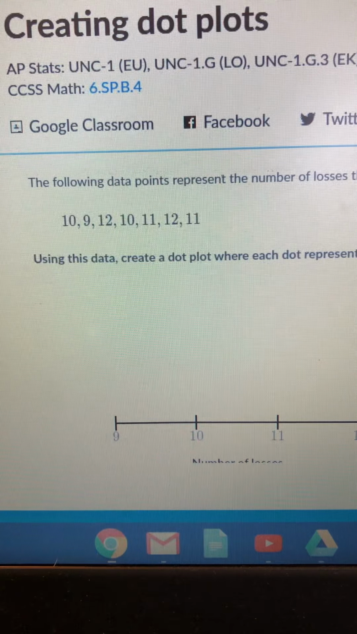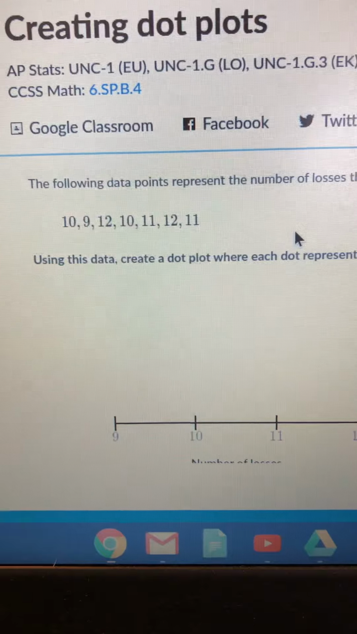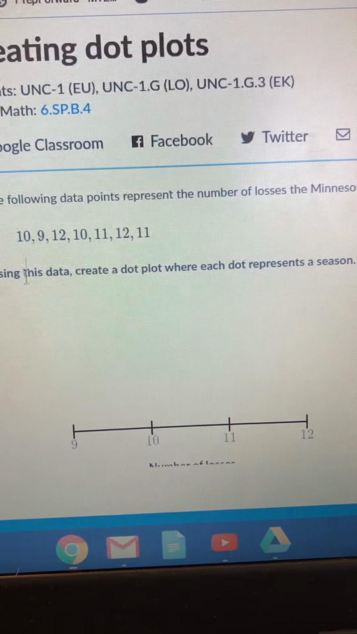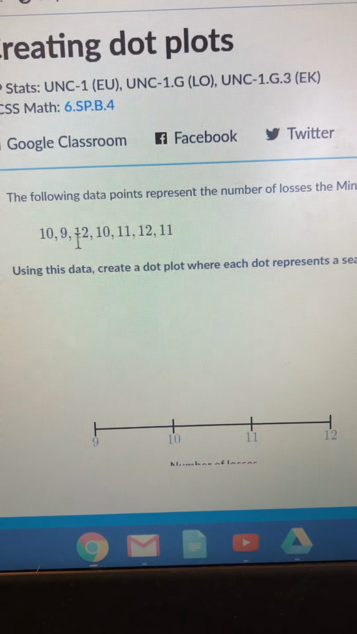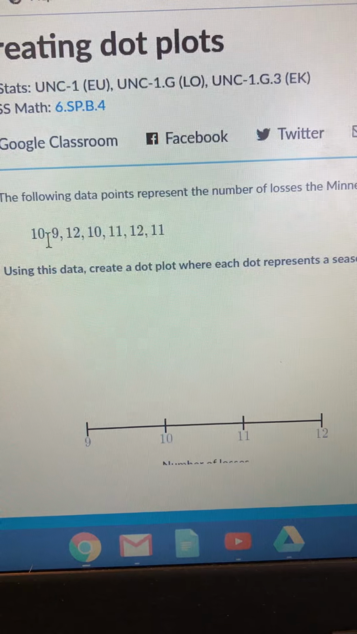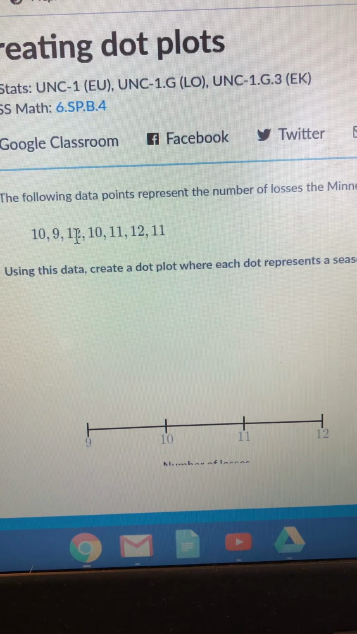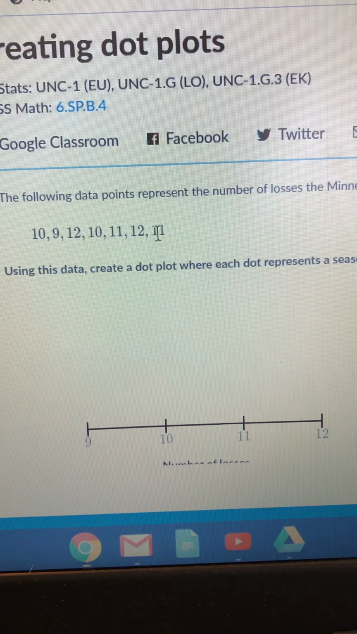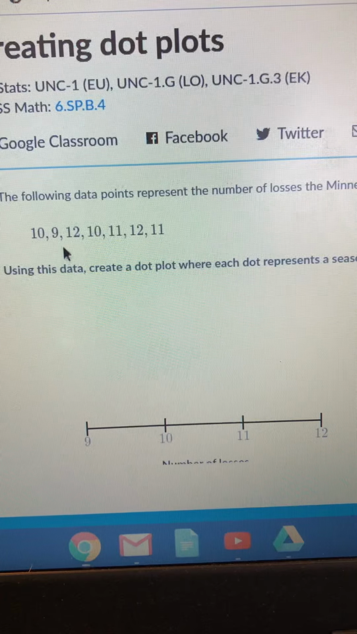Hi there, we're going to be creating dot plots on our Khan Academy assignment. So here it says the following data points represent the number of losses that the Minnesota Igloos have had each season. Okay, so here they've had 10 losses, 9 losses, 12 losses, 10 losses, 11, 12, and 11. So that means that there have been 1, 2, 3, 4, 5, 6, 7 seasons, okay? So 7 seasons, and this is how many losses they've had each season.